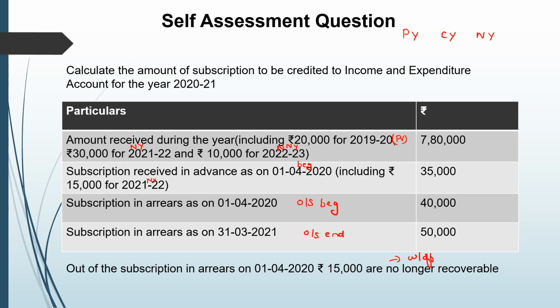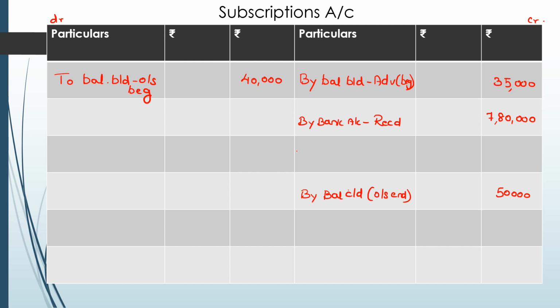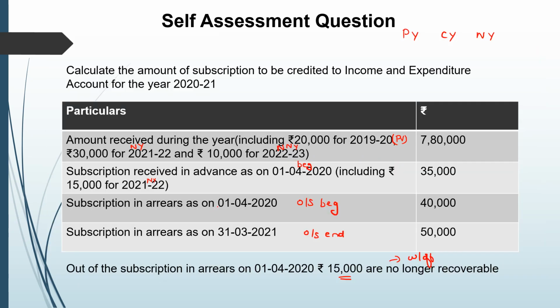Now, if you go back, you had one more amount of 15,000 to be written off. That would be put on the credit side. Here, you would be debiting the income and expenditure account for the write-off because it is no longer recoverable. So, 15,000. Now, there's one more amount that has to come. We had the opening outstanding, the end outstanding, and advance at the beginning. We are supposed to see whether there is advance at the end. Now, that is the major amount that has to be calculated correctly.